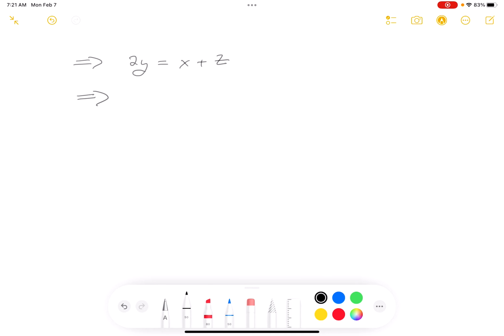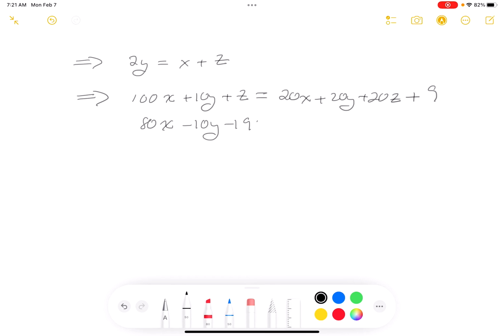And then the next equation, I'll write it down for you. It's going to be in stages, though. I have to do it in stages. It's 100x plus 10y plus z, and I'm going to multiply both sides by the LCD. And what would you get? You would get 20x plus 20y plus 20z plus 9. And I got to simplify that further, all right? I'm going to get the x's on one side, y's on one side, z's on one side, and the number on the left. So it's going to be 80x, and then you're going to get, let's see, minus 10y, and then minus 19z equals 9.